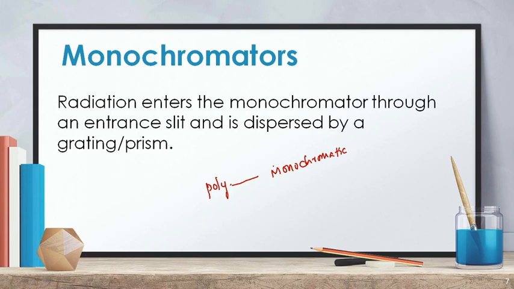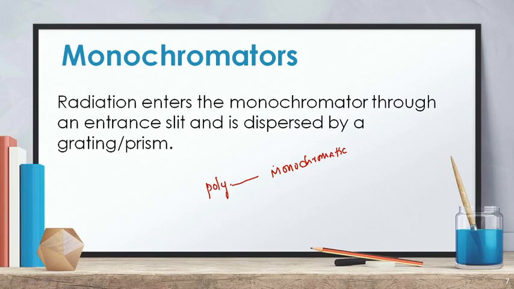Whenever the radiation enters the monochromator through an entrance slit, it is dispersed by a grating or a prism. In a monochromator, the emergent beam is sorted out into individual wavelengths by means of a sodium chloride prism, which is transparent to infrared radiation throughout the range of the mid-IR region, that is 4000 to 650 centimeter inverse.